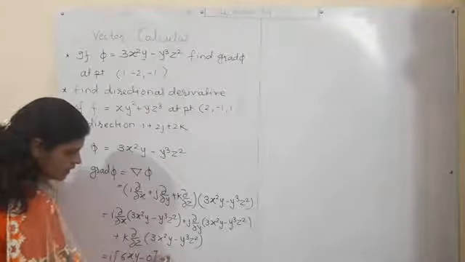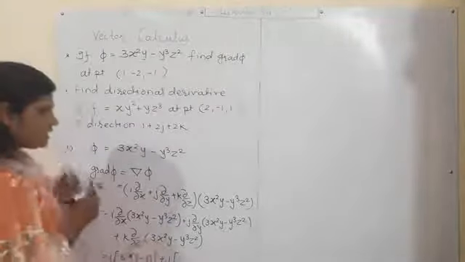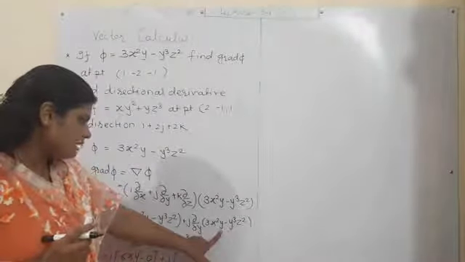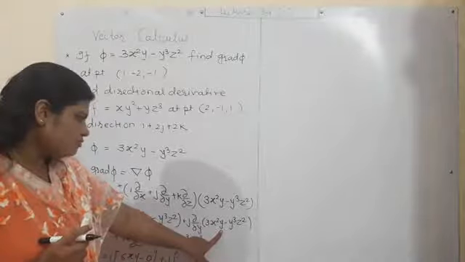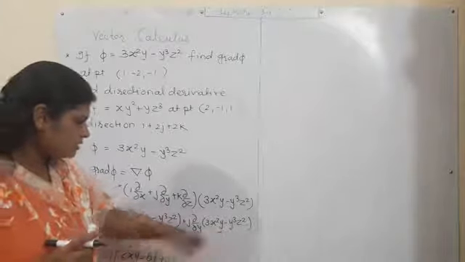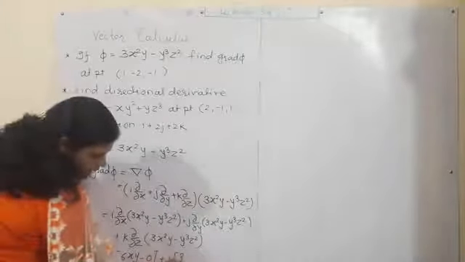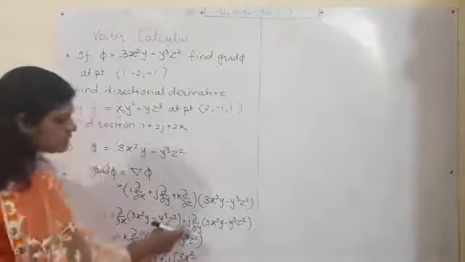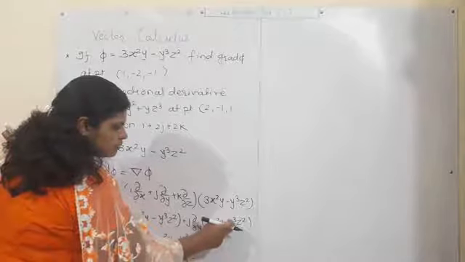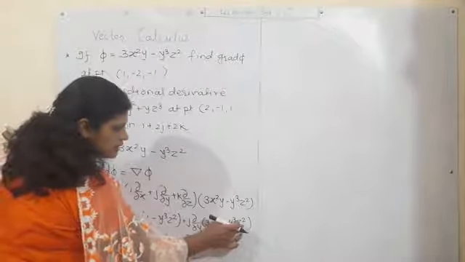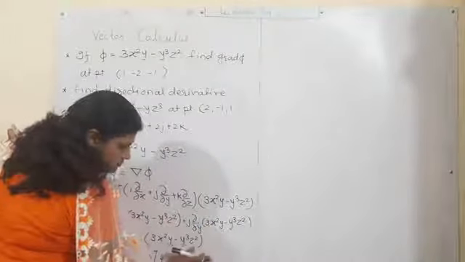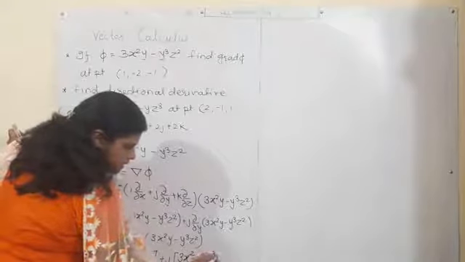Then plus j. Now second is del y of that term. If you consider the derivative of that term with respect to y, there is a single term of y, so the derivative of y with respect to y is 1, and the remaining is 3x square. So 3x square into 1 is simply 3x square, minus del y of y cube z square. The derivative of y cube with respect to y is 3y square, and z square is in multiplication, it is a constant. So here it is 3y square z square.